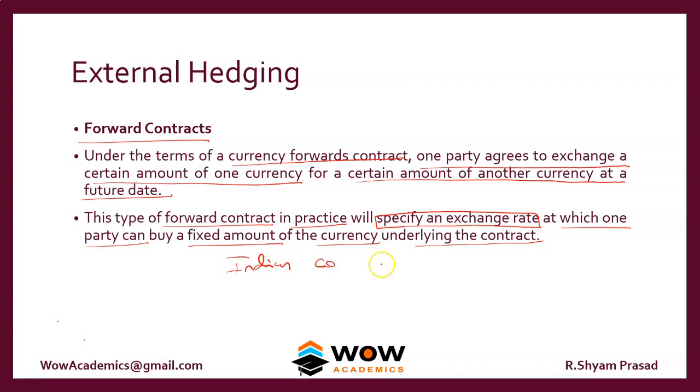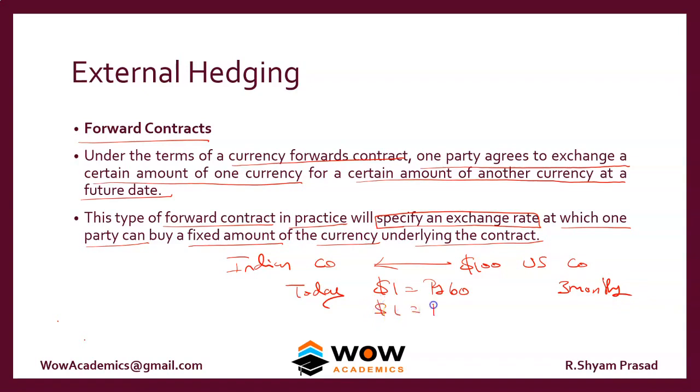Okay, you are expecting to receive $100 from a US company. Today the rate is 60 rupees, but the US company is going to pay in 3 months time. At that time you feel the rate can move to 40 rupees, which is against you. So if they give you $100 today, it would be 6,000, but you feel that if they give $100 in 3 months time, you will get only 4,000. So what you do is you enter into a forward rate.